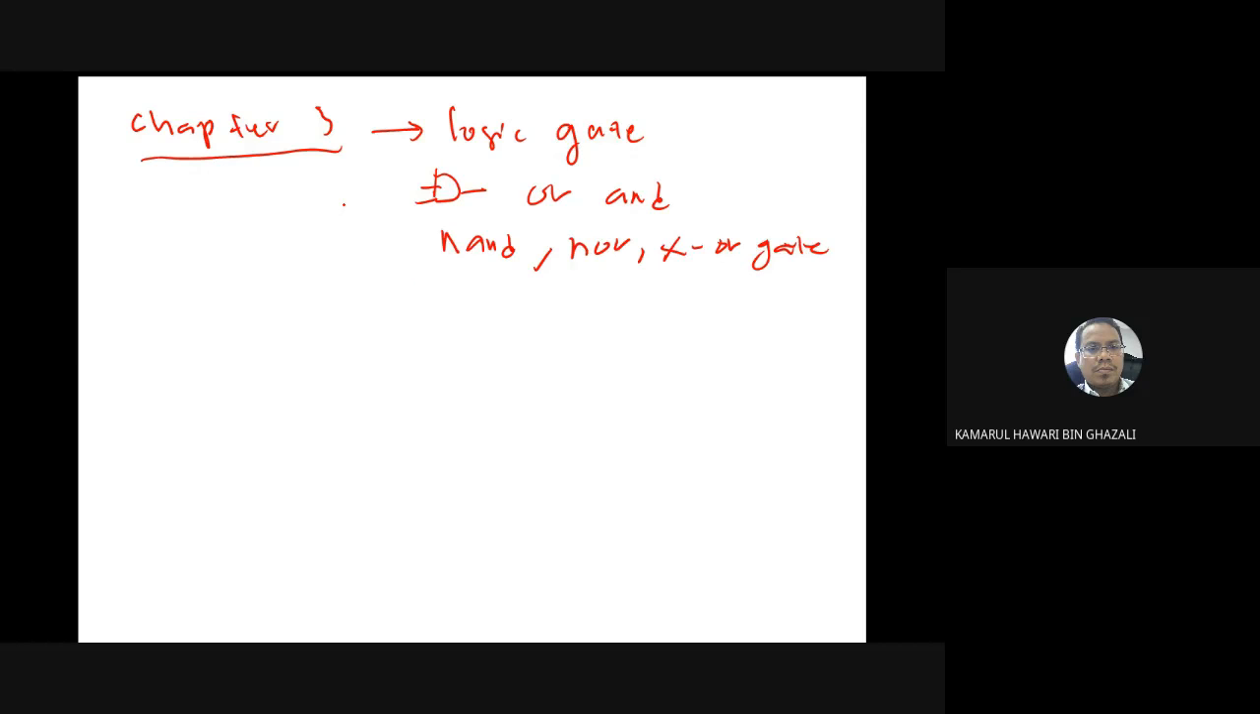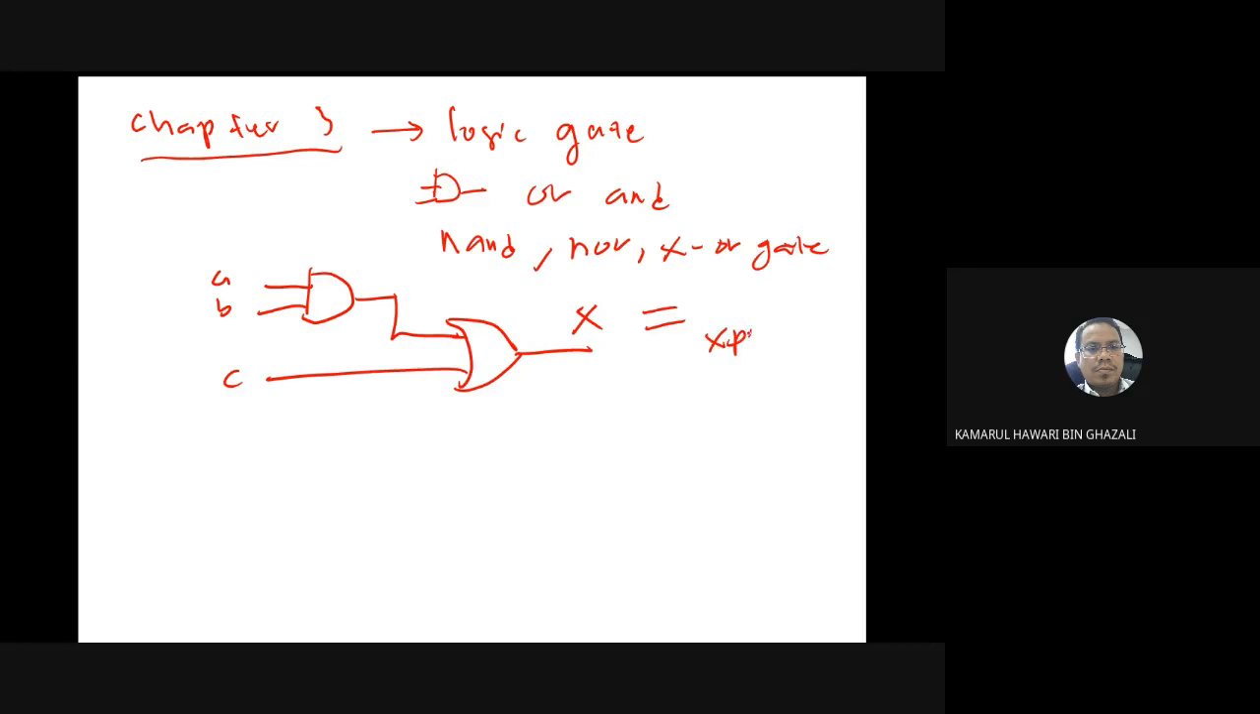If you are given, for example, a circuit with inputs A, B, C, then you have X, and you need to get the expression. So you have to practice this one. This is all in the slides, in the chapter 3 slides.